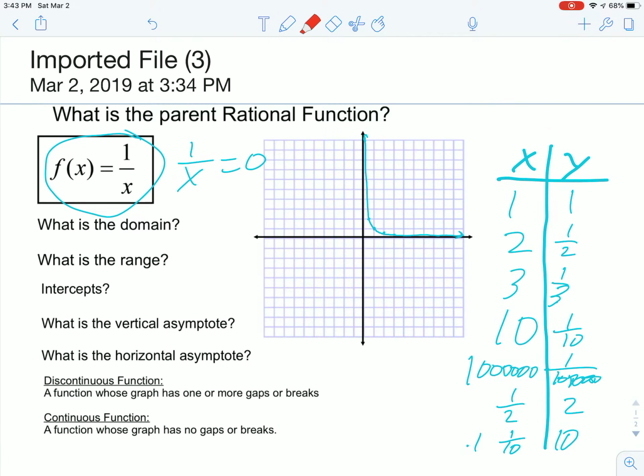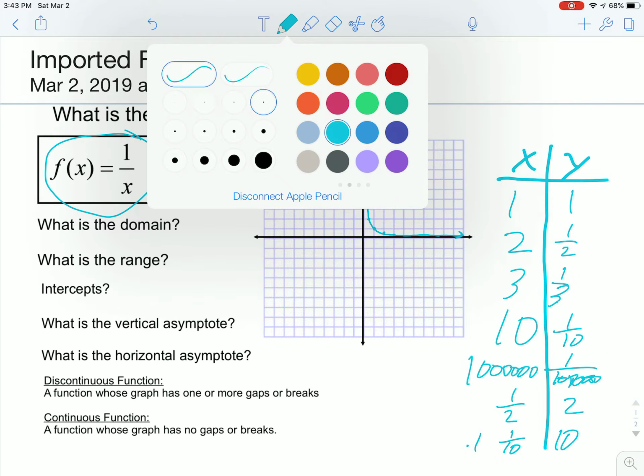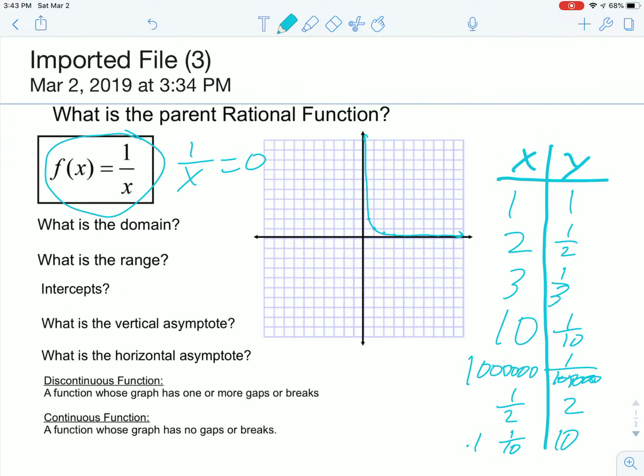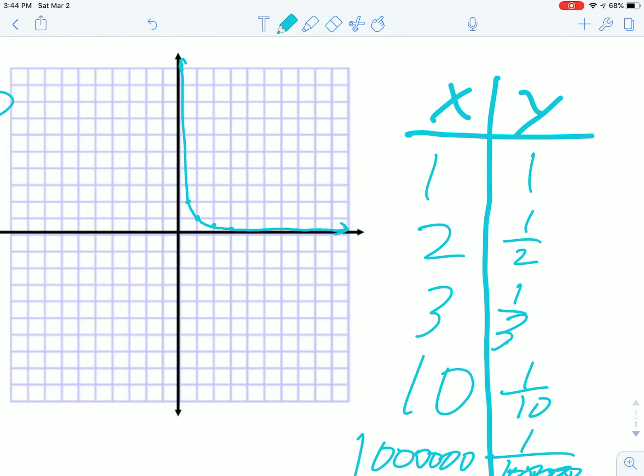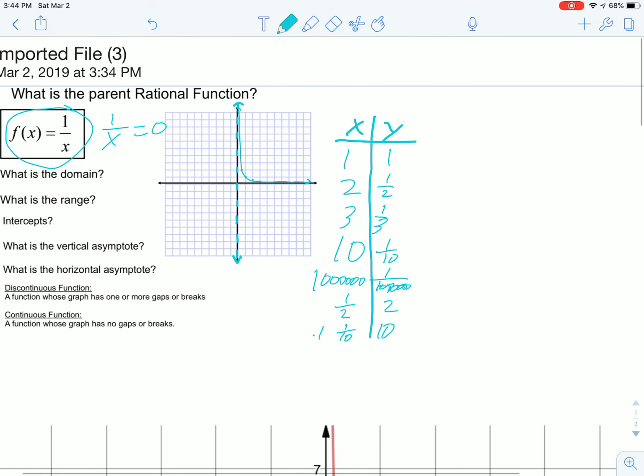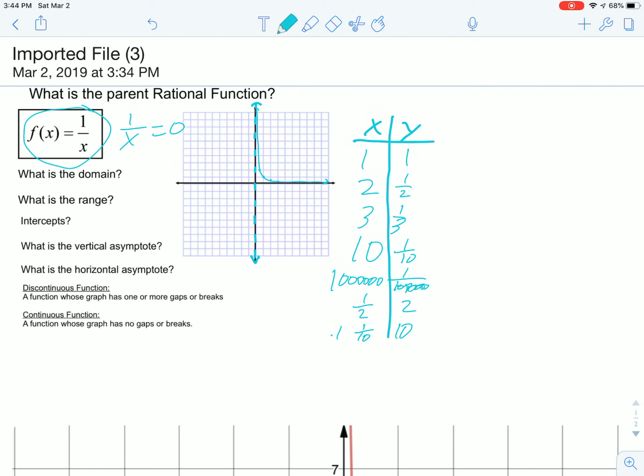And so what happens is we have something called an asymptote. An asymptote is an imaginary line, in this case the y-axis. An imaginary line that the graph gets closer and closer and closer to, but it never actually touches it. Now we also have another asymptote, and that's the x-axis.